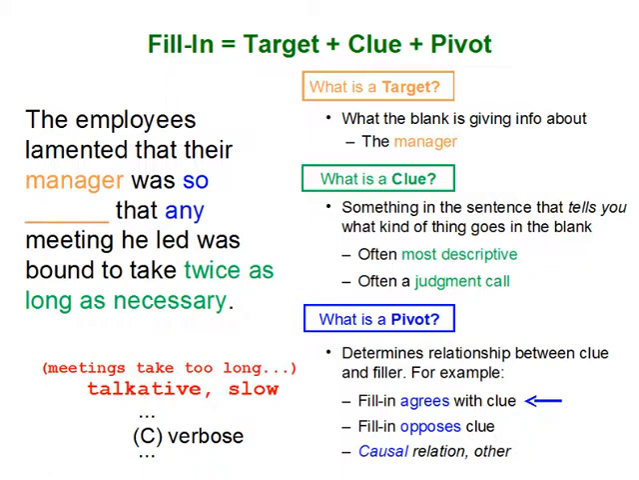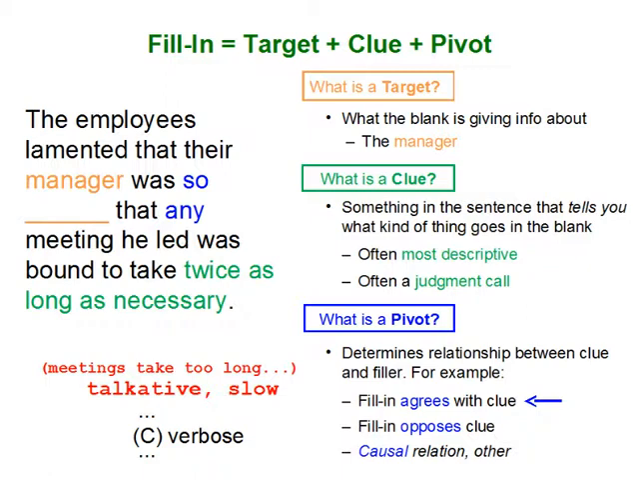So in this instance, again, a pivot, a non-traditional pivot in the sense that the more common pivots are going to be sort of like but, on the contrary, although, however. Those are some of the most common pivots on the test. But notice that these pivots, so blank, that any meeting he led. So there's this quality that's sort of pervasive. In other words, it agrees with the clue. We have a clue that he takes too long, and this is a quality that the manager possesses.